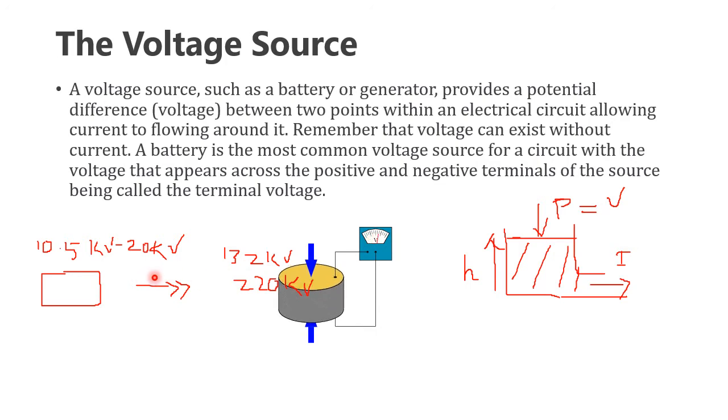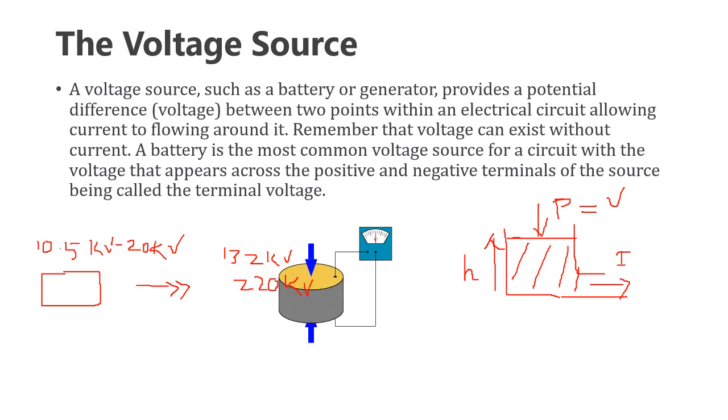If we transmit the supply at this level of voltage, then the loss is reduced. Not negligible, in practice we cannot make it negligible, but comparatively we can reduce the loss. That's why for long distance transmission we use high voltage.